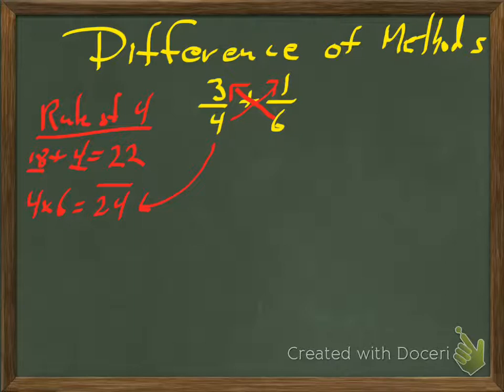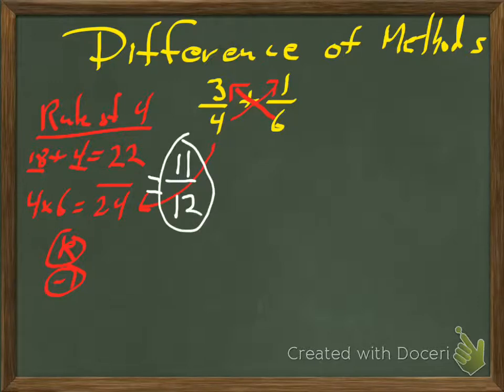Now, the only catch here is this is not reduced. If you left it like that on a test, you get an R minus 1, which means you didn't reduce the answer. So what we have to do to finish this is take out the common factor from the top and the bottom, which in this case, they're both even. So take out a 2, and I'm going to get 11 over 12. And that's doing it by the rule of 4.